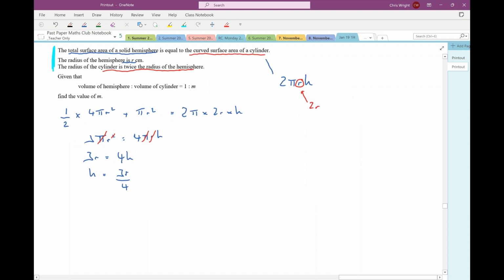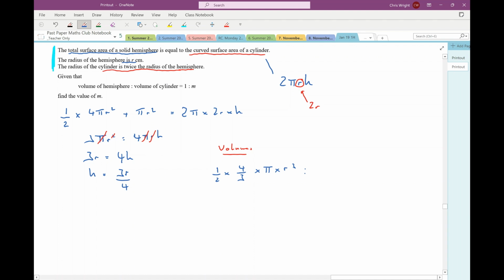Now, I'm going to have a look at what I'm told about these volumes. So let's go over here, right, volumes. Now, the volume of the hemisphere, well, the formula for the volume of a sphere is 4/3 times pi times r cubed. So I've got a hemisphere here, so that's going to be a half of that. So that's the volume of the hemisphere. Right, now, the ratio of that to the volume of the cylinder.